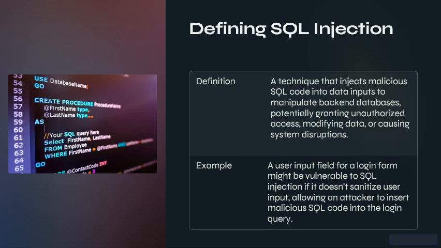Defining SQL injection. Definition: a technique that injects malicious SQL code into data inputs to manipulate the backend database, potentially granting unauthorized access, modifying data, or causing system disruption. Example: a user input field for a login form might be vulnerable to SQL injection if it doesn't sanitize user input, allowing attackers to insert malicious SQL code into the login query.